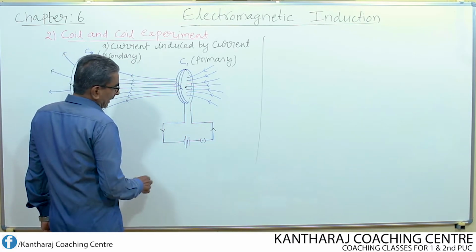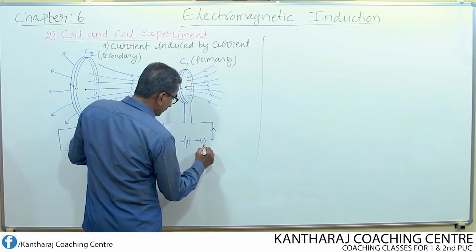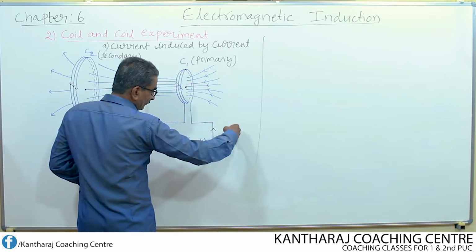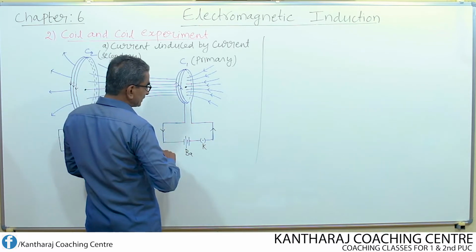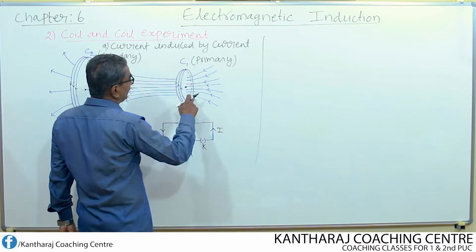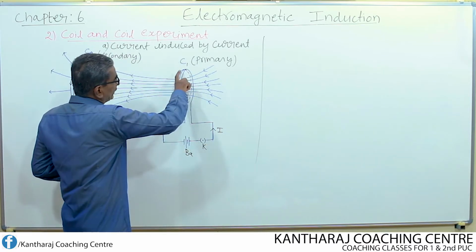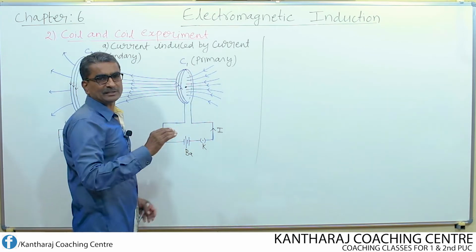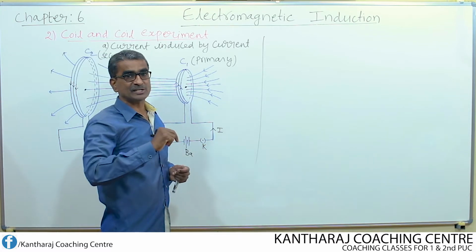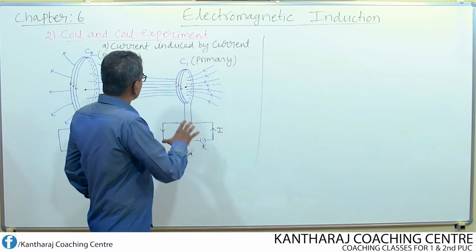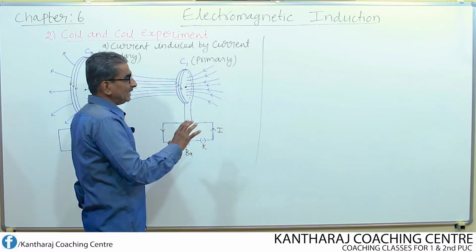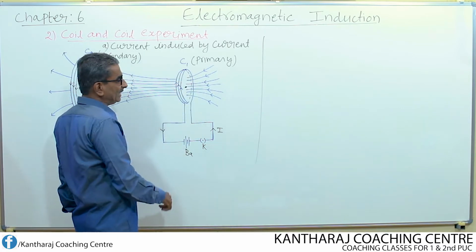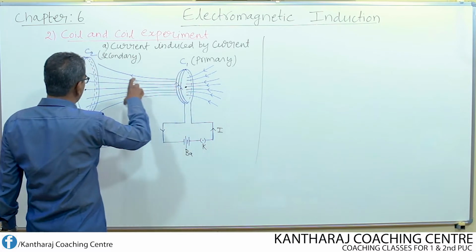Now what happens is, as soon as we close the key, the current starts flowing. That means current is drawn from the battery by closing the key. This current starts flowing through the primary coil. When current flows through the primary coil, a steady magnetic field, meaning the magnetic lines of force are not going to change in number, a fixed amount of lines of force, is produced both inside and outside the coil. We represent that magnetic field by means of magnetic lines of force.